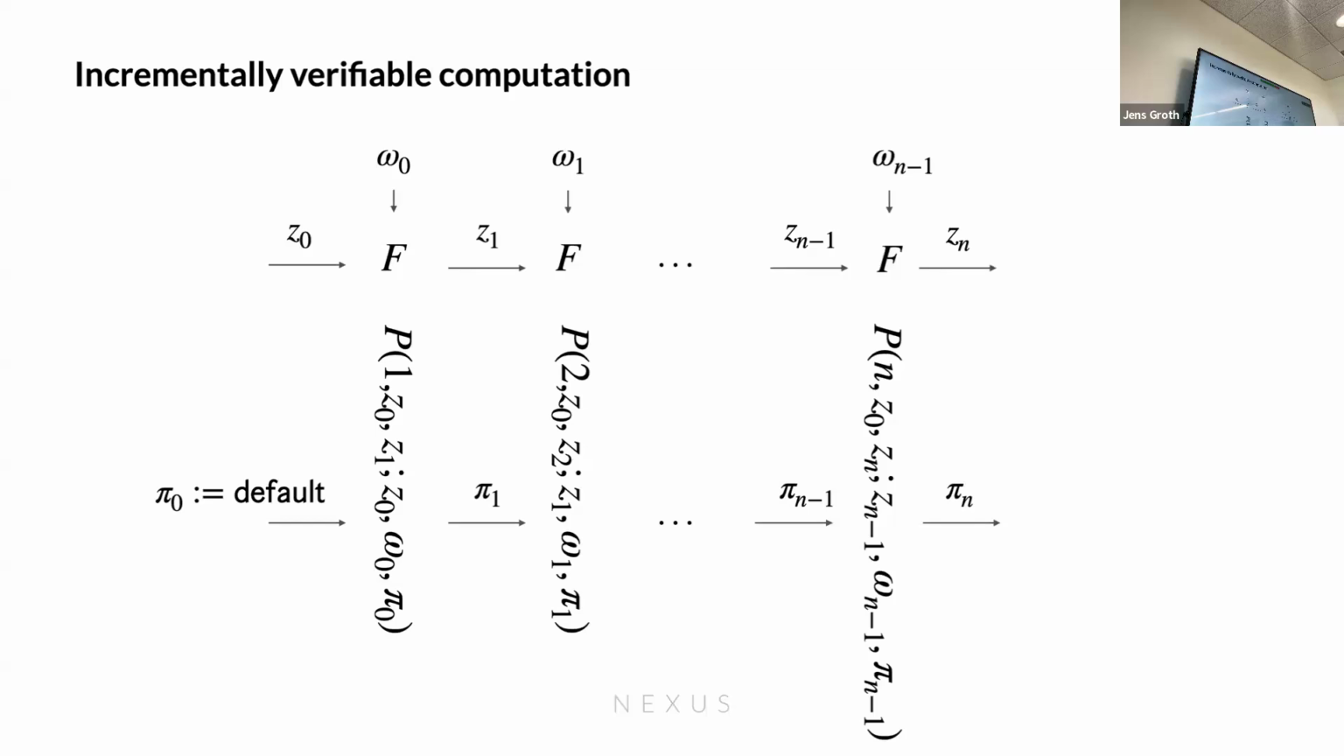And what that gives is, if you look at the last proof, it says, hey, this last step was correct and it was computed with some previous proof. And then you can work your way back. If there was a previous proof, then there was a previous step and so forth, all the way back to the beginning of the computation.